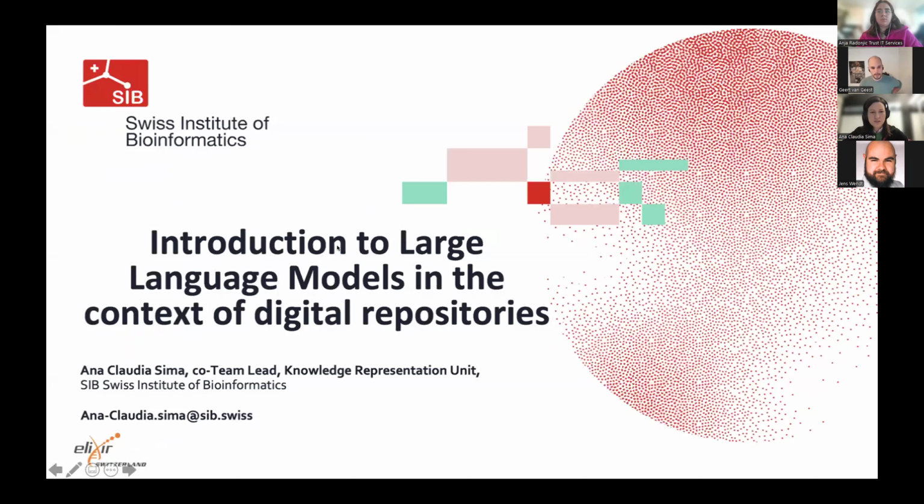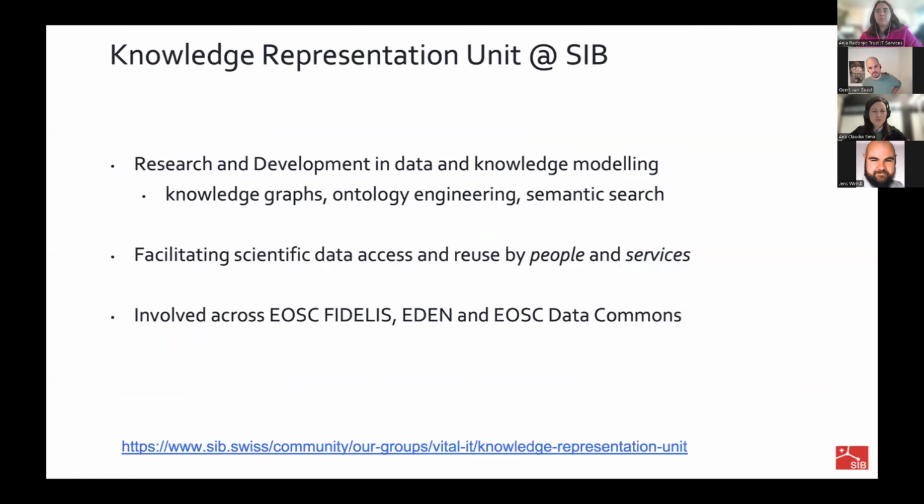I would like to start by introducing some concepts around large language models in the context of digital repositories. But before I do so, I would like to just say a few words about our unit. So I co-lead the knowledge representation unit at SIB, where we do research and development around data and knowledge modeling, and a lot about knowledge graphs, ontology engineering, and semantic search, which is why on the broad topic of AI in data repositories or digital repositories, I will focus this talk mostly on the semantic search aspects.